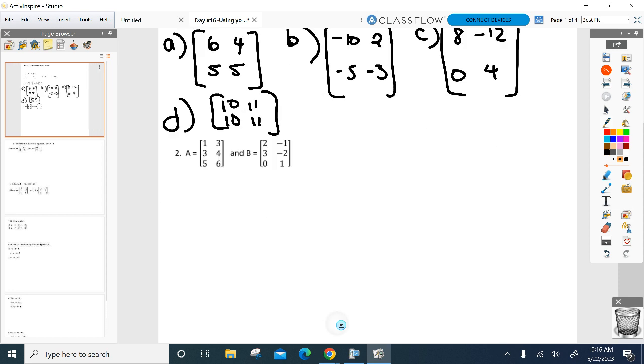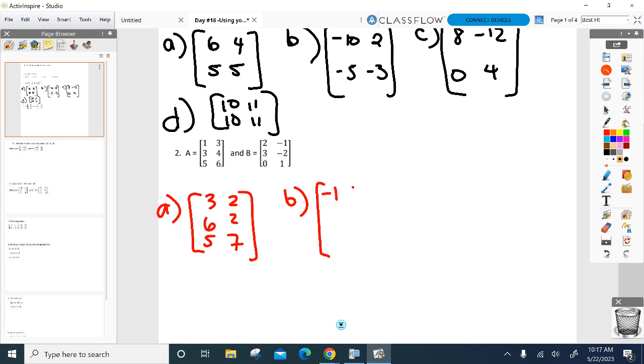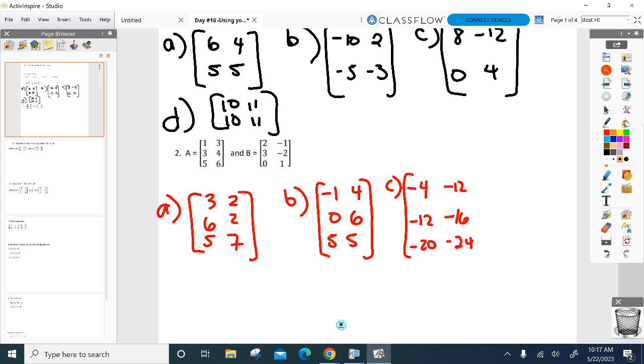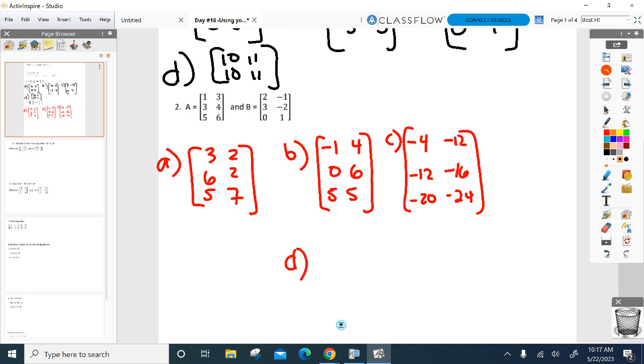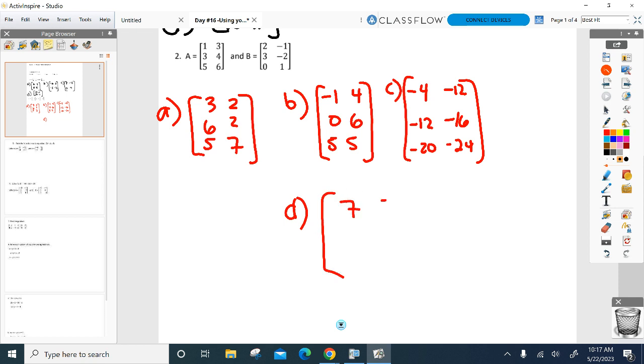And try out those 4 parts again, but now with a new matrix. And you can check yours with mine up here when you got it done.